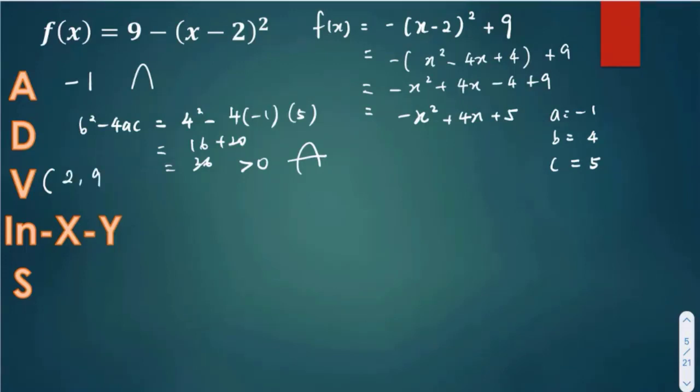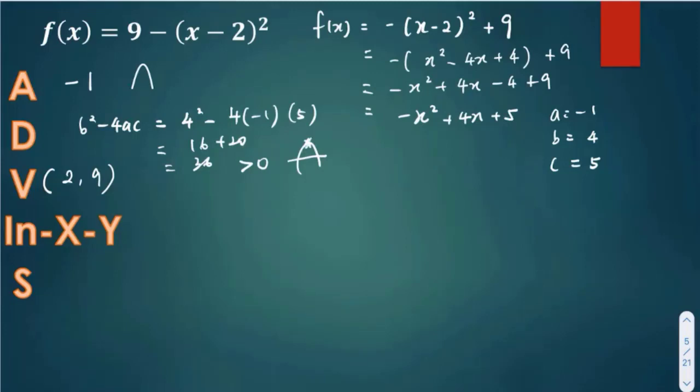For those who don't know how to find the vertex, recall back. Vertex: this is the value of Y, and this is the value of X. How to get the X? X minus 2 equal to 0, so X is equal to 2. So your vertex is 2, 9. And this vertex will be here. This is 2, 9.